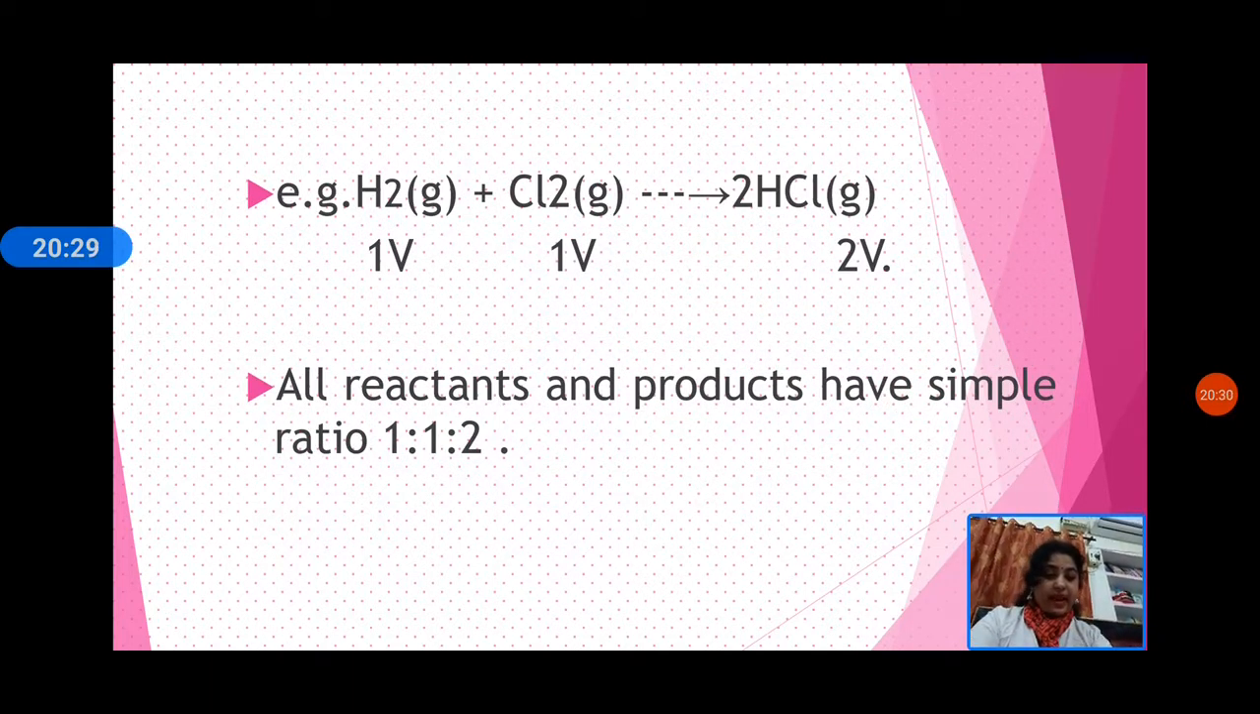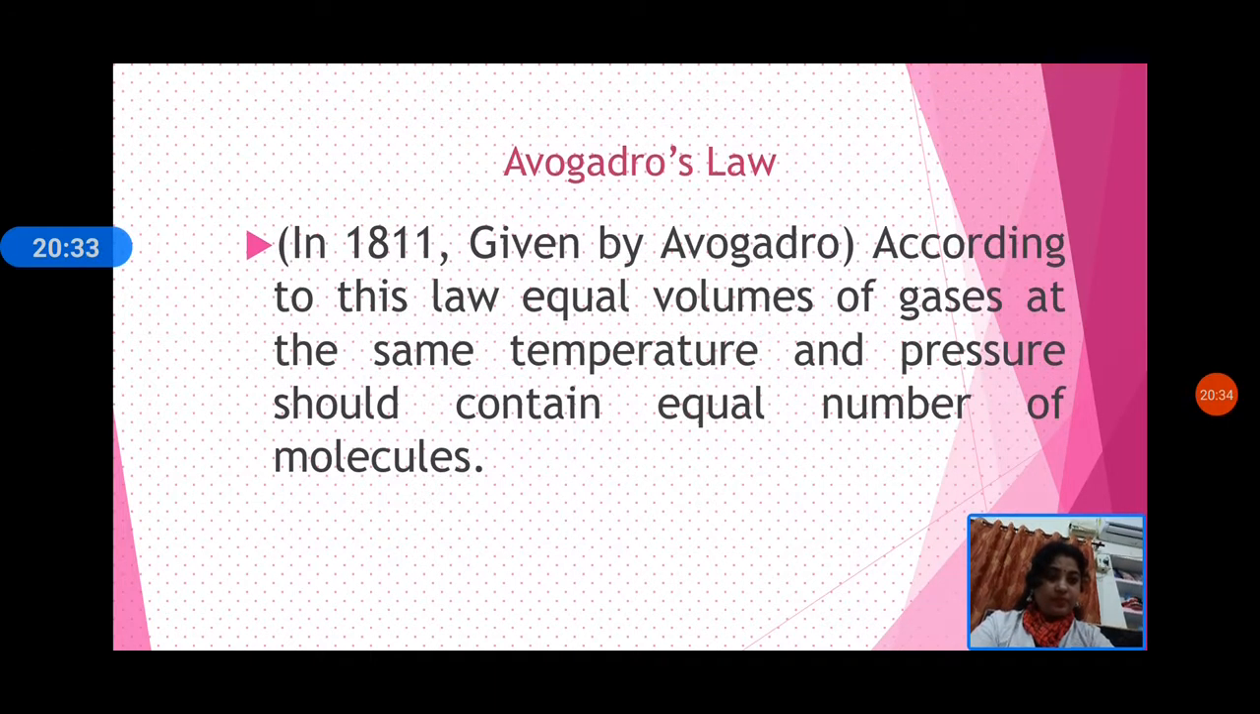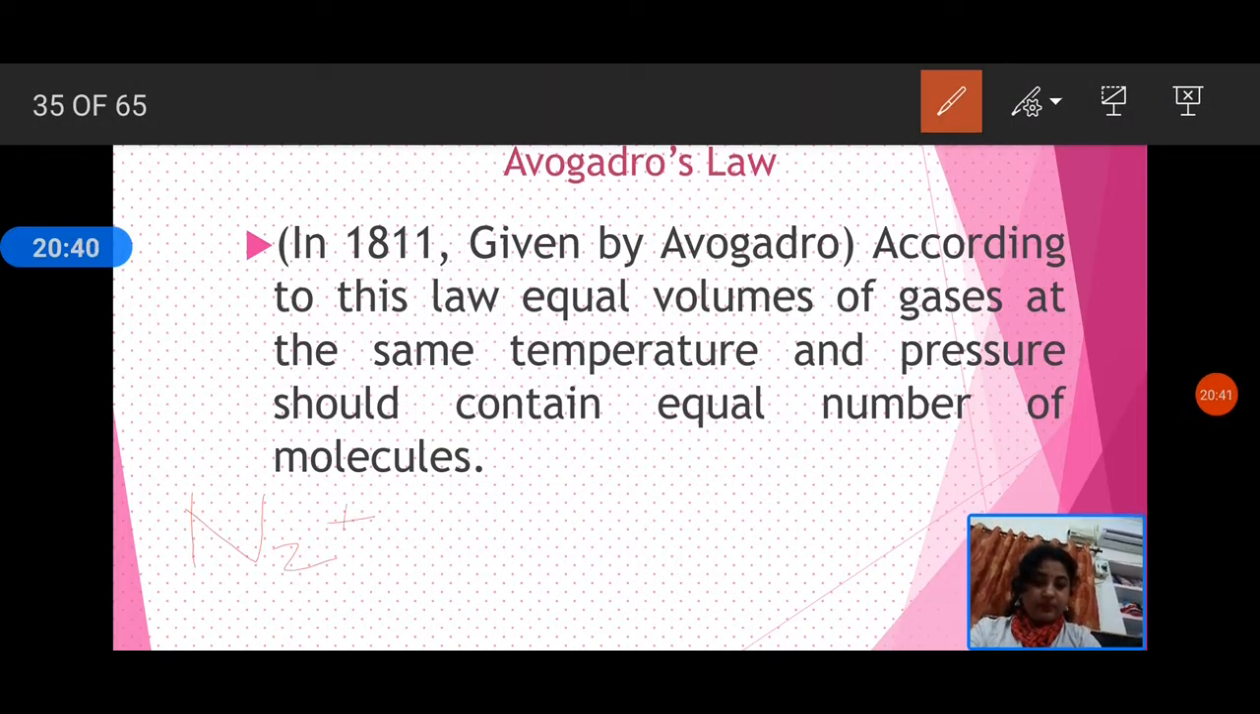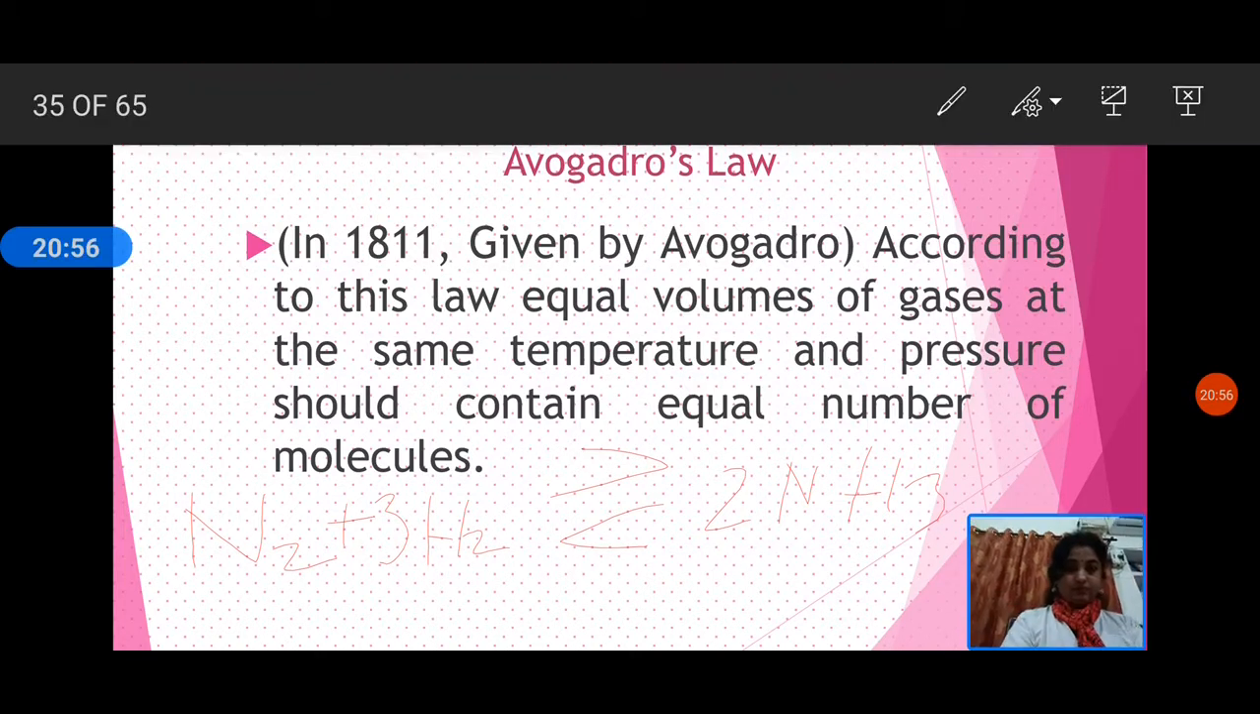Write one reaction. When nitrogen combines with hydrogen, it forms ammonia. What will be the ratio? 1:3:2. So this was all about in this lecture.